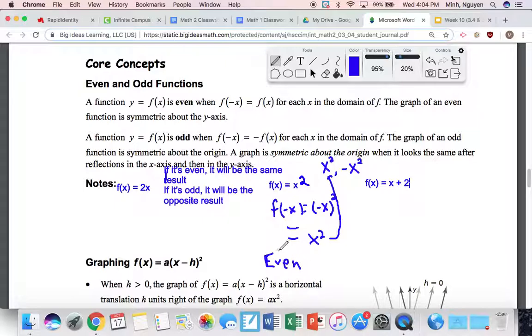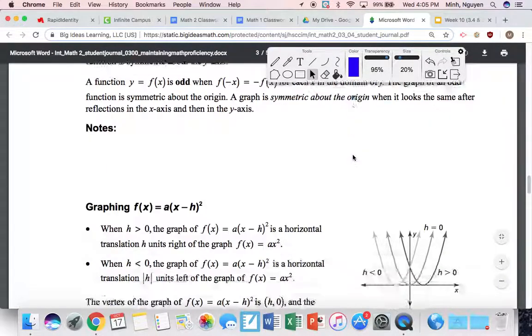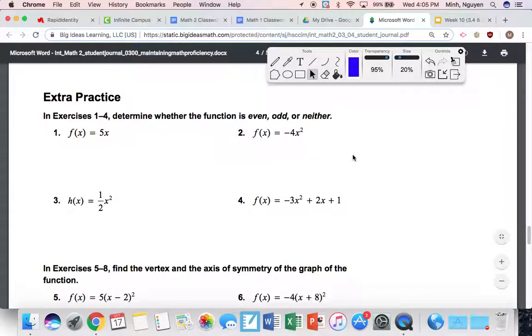Right? And lastly, for this to be the same, it would have to be x plus 2. But for it to be opposite, it would be negative x minus 2. So let's plug in a negative x. We get negative x plus 2. Is it the same? No. Is it completely opposite? No. So this is neither. That's neither.